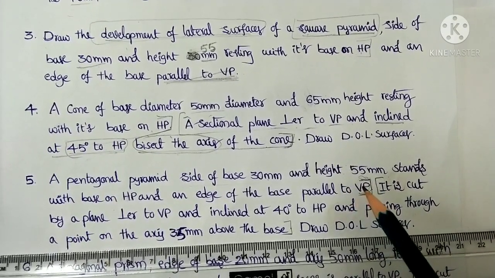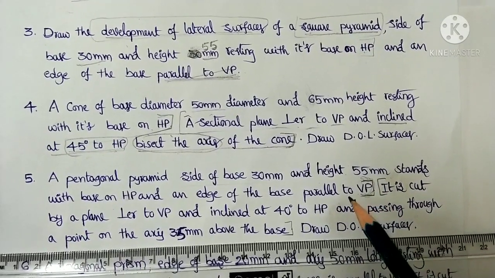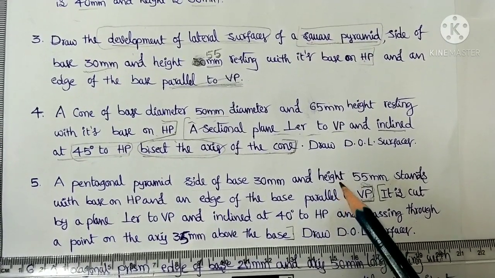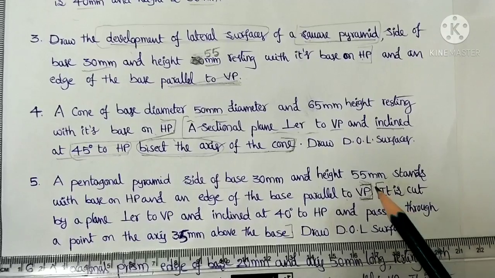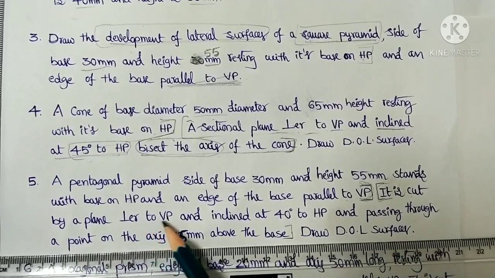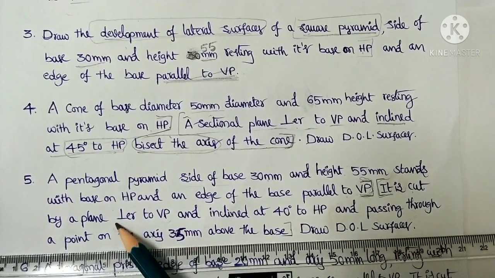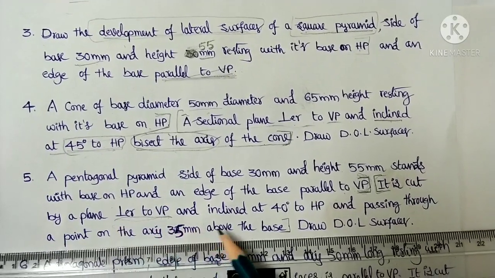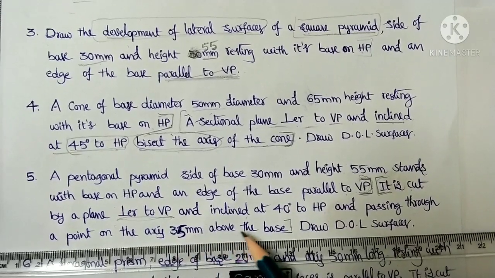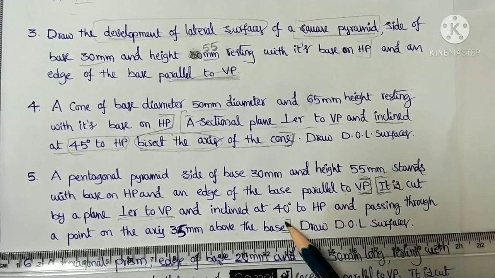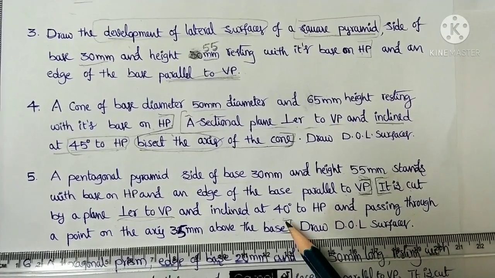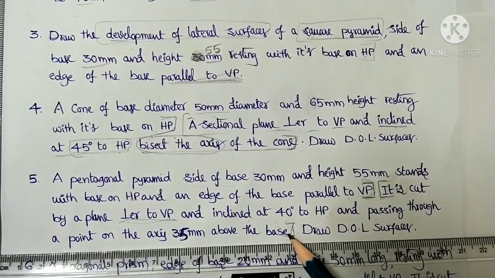So this is related to part 1. As I said, we have to complete part 1 with an H pencil, because that is related to the orthographic projections of the solid. Next, the second part is related to sectioning. It is cut by a plane perpendicular to the VP, and remember this point, it is perpendicular to the VP and inclined at 40 degrees to the HP and passing through a point on the axis 35 mm above the base. So this is about sections of solids, and we can say this is part 2. We have to complete this part also with an HB pencil.